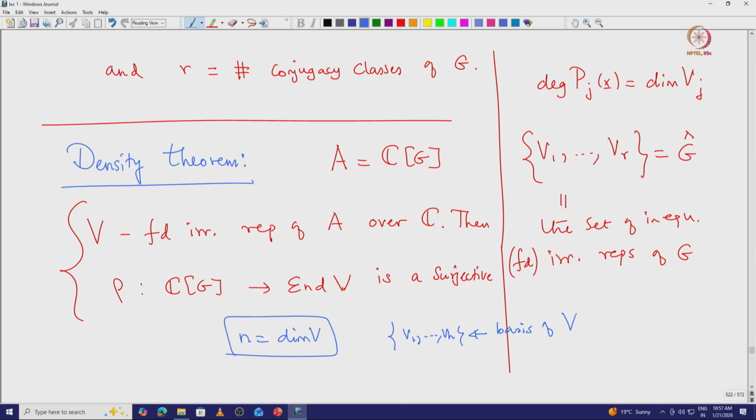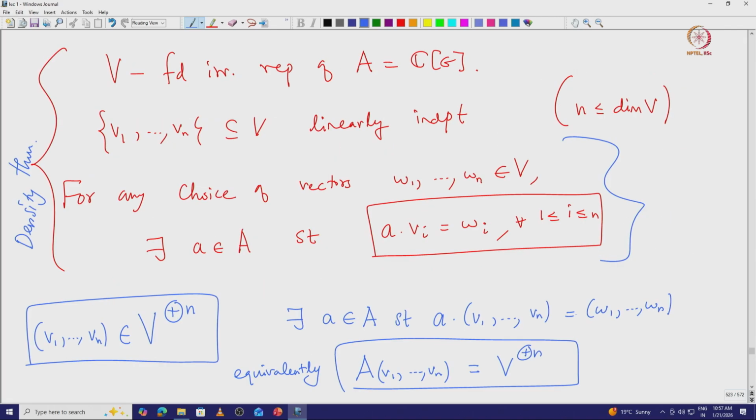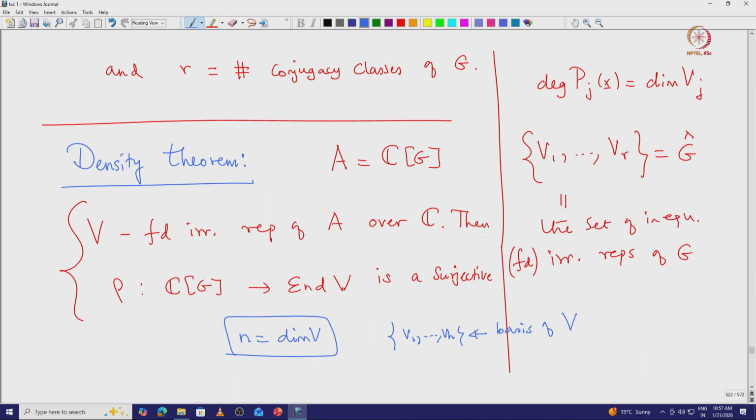Now the density theorem, the second version, tells you that given any w_1, etcetera, w_n, we have a in A such that a v_i is given to be w_i. So, that tells you that this map that we have is indeed a surjective map. So, this proves the density theorem.